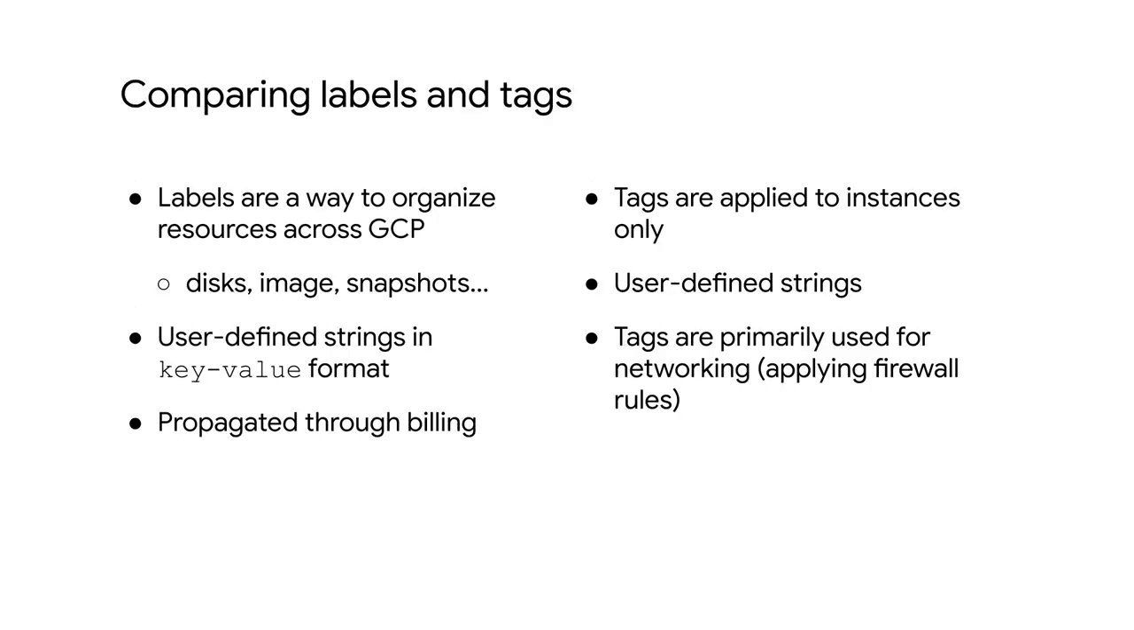Now, it's important not to confuse labels with tags. Labels, we just learned, are user-defined strings in key value format that are used to organize resources, and they can propagate through billing. Tags, on the other hand, are user-defined strings that are applied to instances only and are mainly used for networking, such as applying firewall rules.